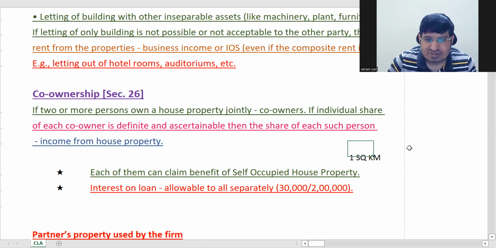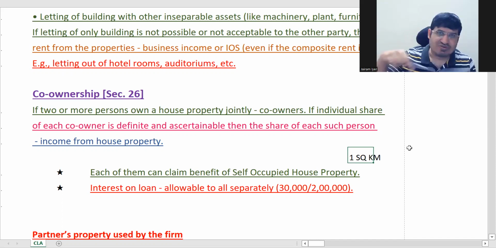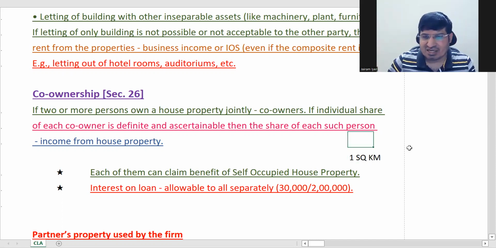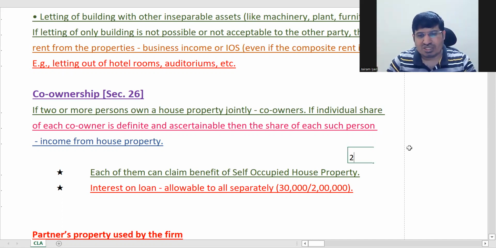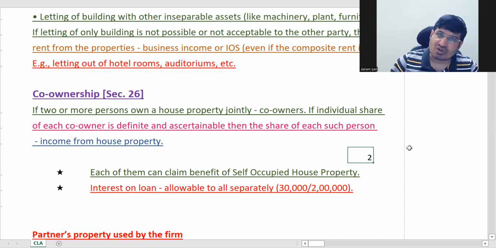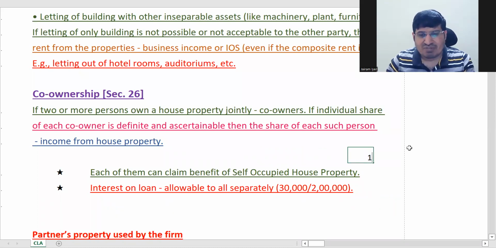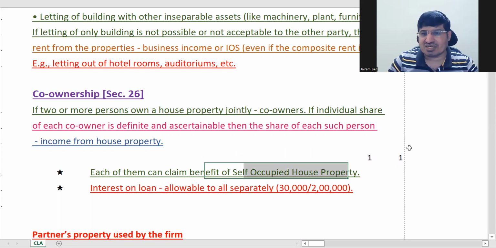If say you have a huge palace of 1 square kilometer, that's also considered as one house. It's one unit at the end of the day, correct? Like that, any two houses you can use for your own residence. That is allowed. So for co-owners, it is seen that both of them have one house each. So each of the co-owners will get this exemption. That's what they are trying to say.